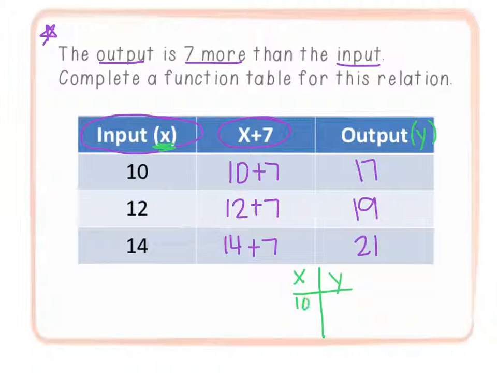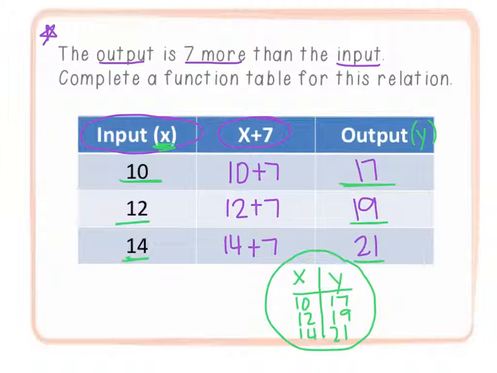So I have a 10, 17, and then I have a 12, 19, and I have a 14 and a 21. And I'm going to use this information to create a graph. So on the next slide, I'm going to be creating a graph for you guys using these coordinates, 10, 17, 12, 19, and 14, 21. So I'm using the information from the table and putting it into a graph, which you'll see in a moment.